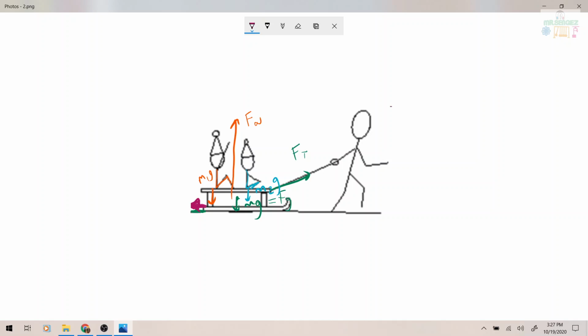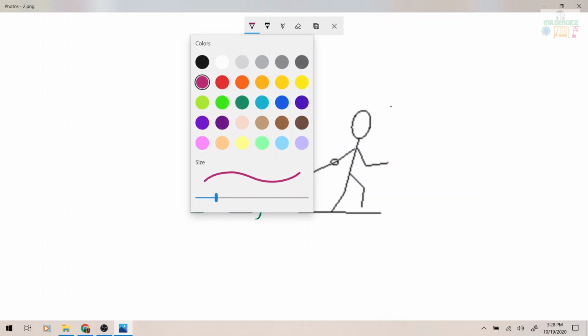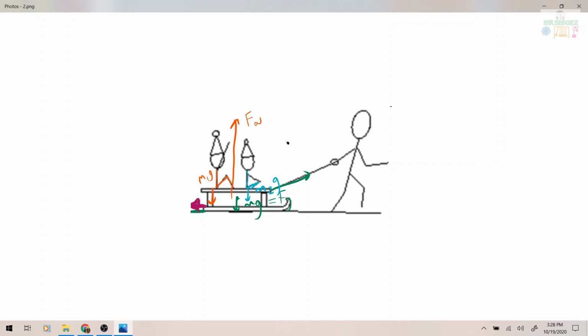And if you would like to draw this neatly, then you're going to create this: mg, Ft, Fn, Ff, and then you're going to have basically Fg1 and then same thing Fg2. All right, so that's your free body diagram. You basically have 6 forces acting on that sled system.